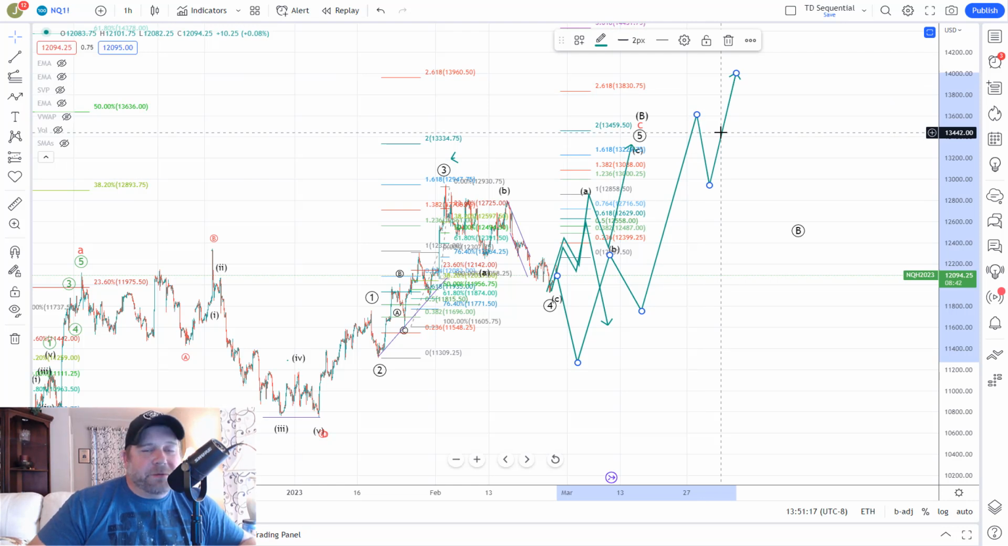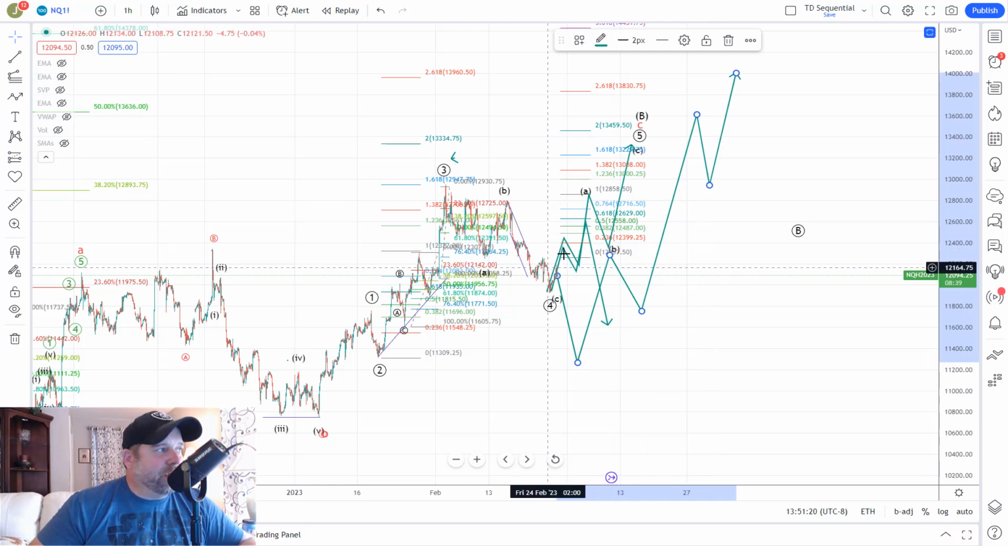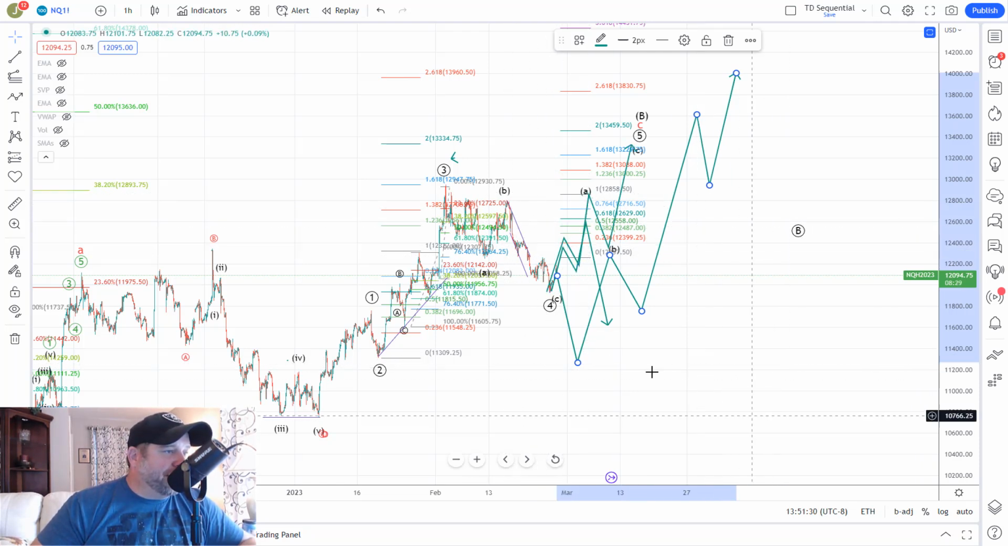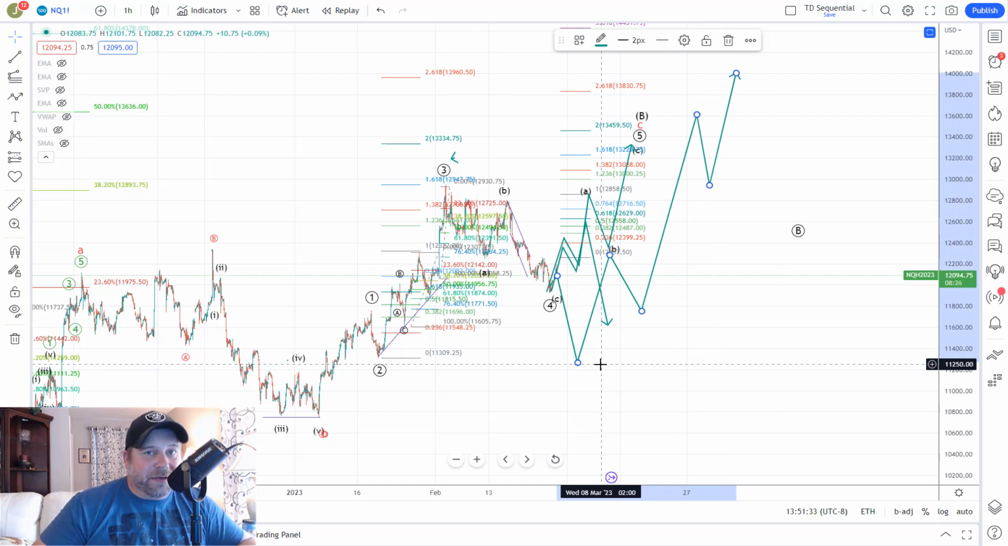So very similar counts on the NASDAQ as the ES. We're looking for either a smaller bounce in wave 4 of a leading diagonal down, a bigger bounce in a wave 5 of an ending diagonal up, or a more direct move down towards the 11,200 area and a bigger ABC that would take us toward 14,000 overall.